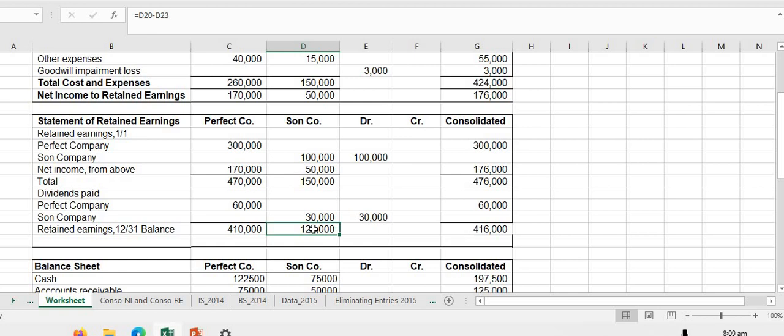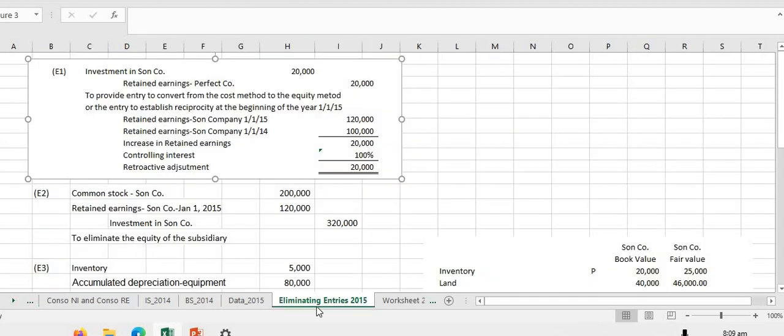So it increased by 20,000, right? And since the working paper eliminating entries are for consolidated purposes, we adjust for the increase in the equity or the retained earnings account of the subsidiary, and that's actually 20,000.